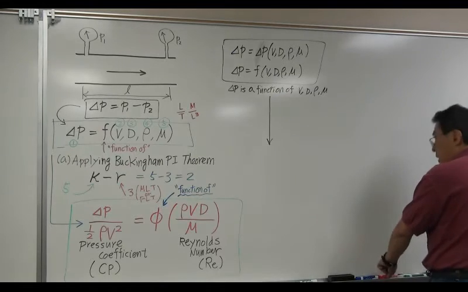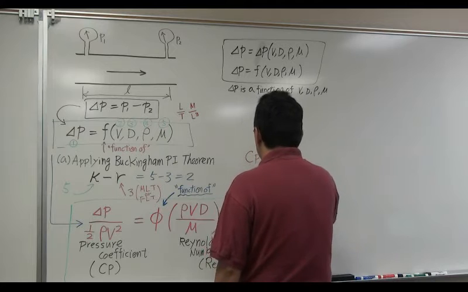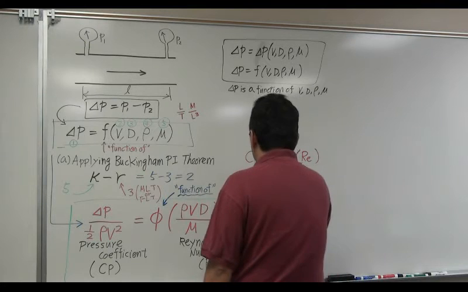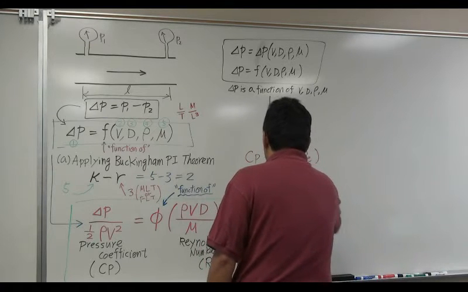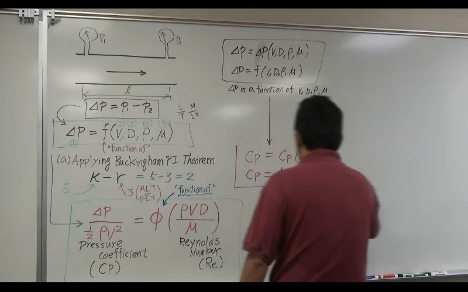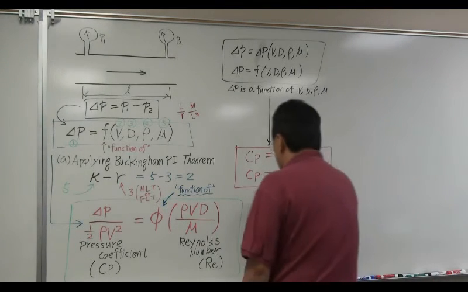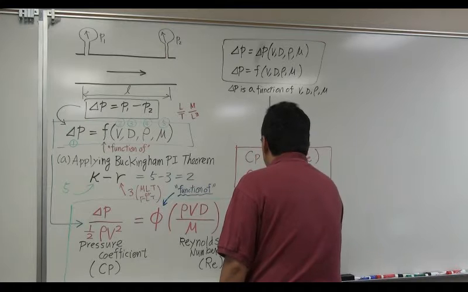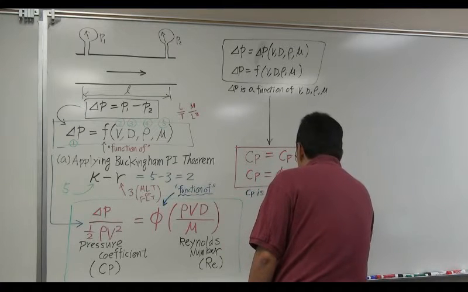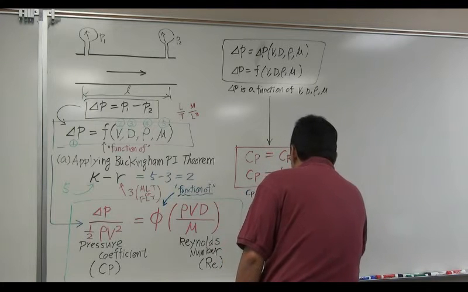Alternatively, you can express the same problem: Cp is a function of Reynolds number. Or you can say Cp is a function of Reynolds number. Okay? Cp is, again, a different function of Reynolds number.